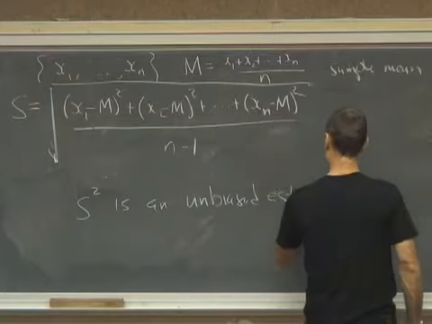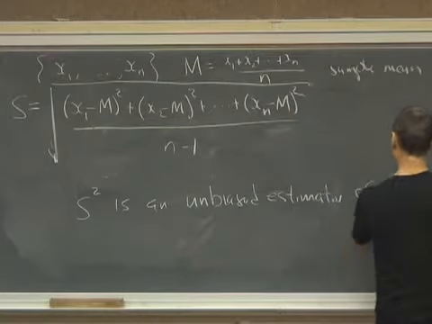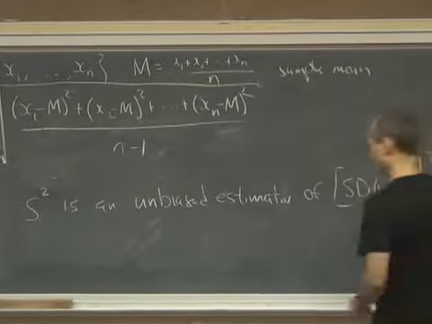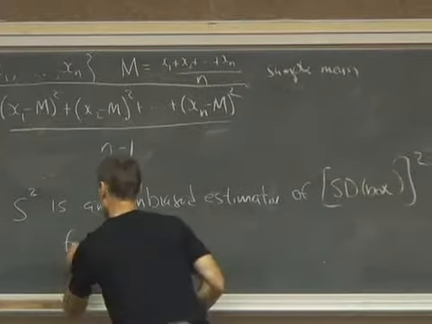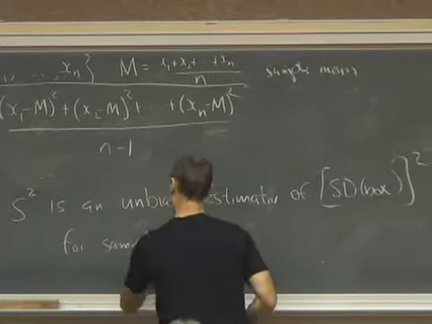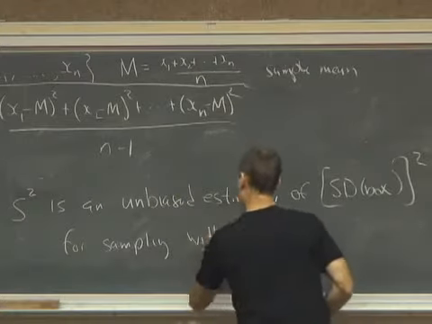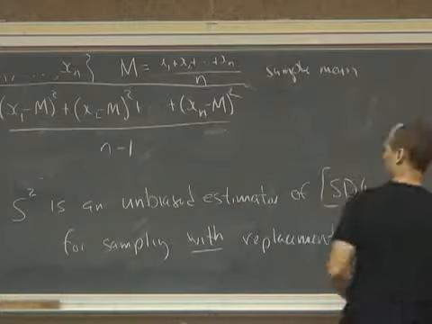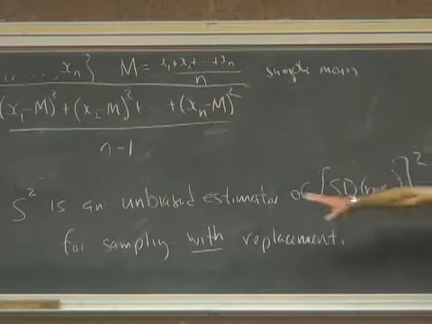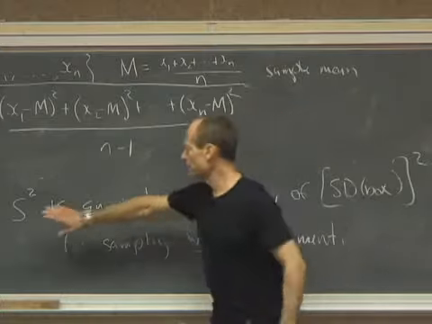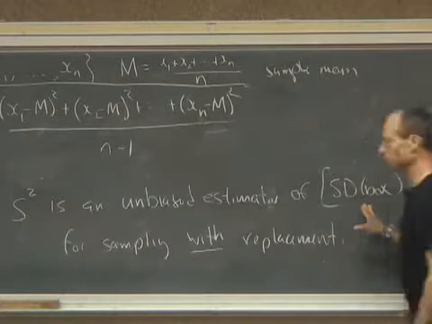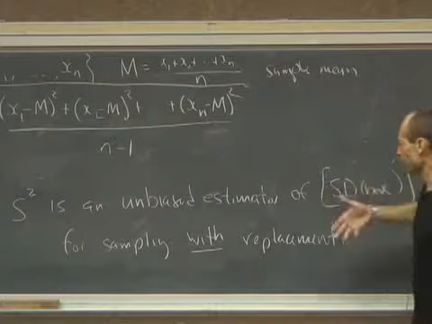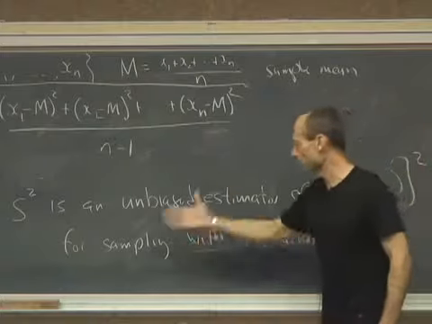estimator of SD of the box squared for sampling with replacement. Okay, so what does unbiased mean? It means that the expected value of this is equal to this. And that's true in a particular case: it's true if the sample is drawn with replacement.